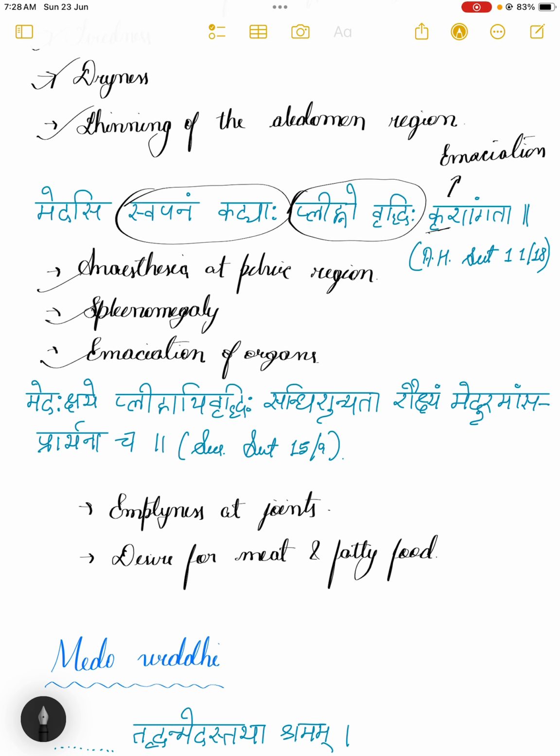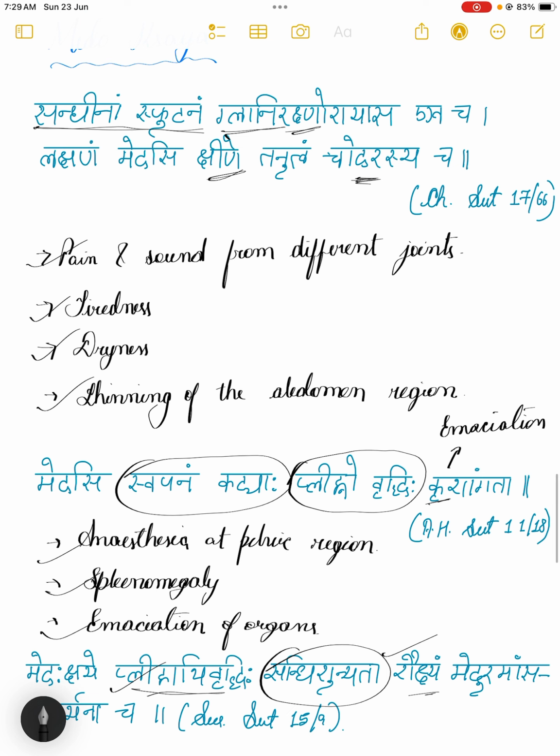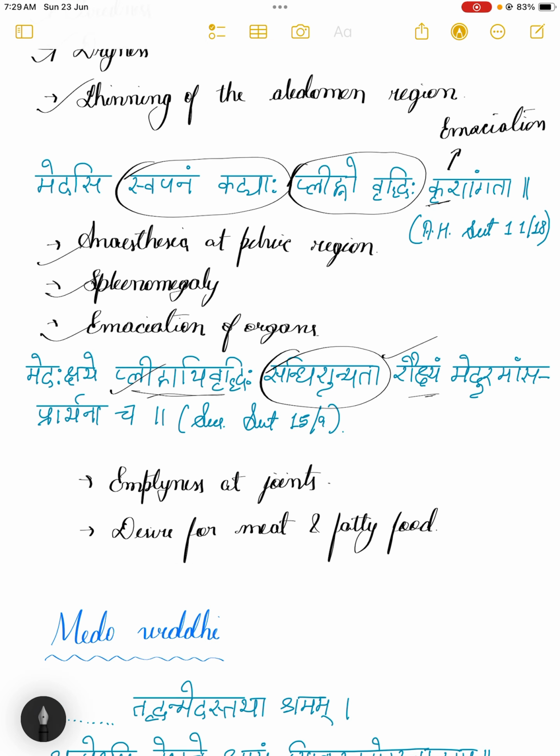Next, Acharya Sushrut in Shutrasthan 15th chapter has opined that Medah Kshay Liha Vivriddhihi Sandhi Shunyata Rakshyam Med Udara Mamsa Prarthana Cha. Now, what does this verse say? The symptoms due to the Kshay or diminished Medo Dhatu are Plihavi Vriddhi, which we have already studied and is the same as in Ashtanga Hridaya. Then Sandhi Shunyata: Sandhi is joint and Shunyata means emptiness, so there will be emptiness in the joint region. Next, the Rakshata, which has already been mentioned by Acharya Charak, and Med Udara Mangsa Prarthana Cha.